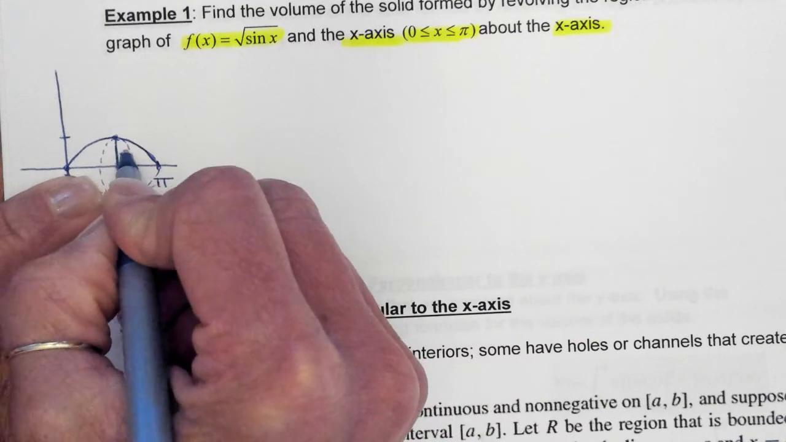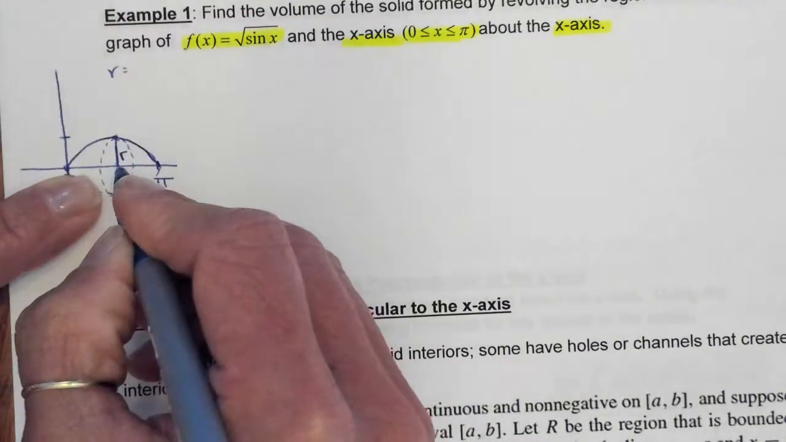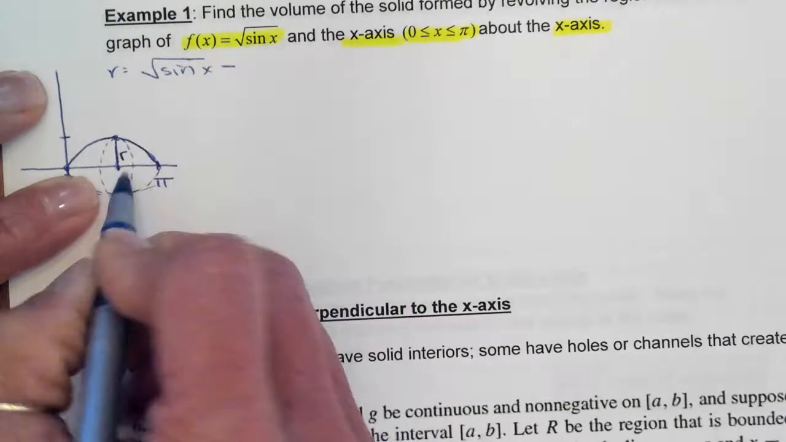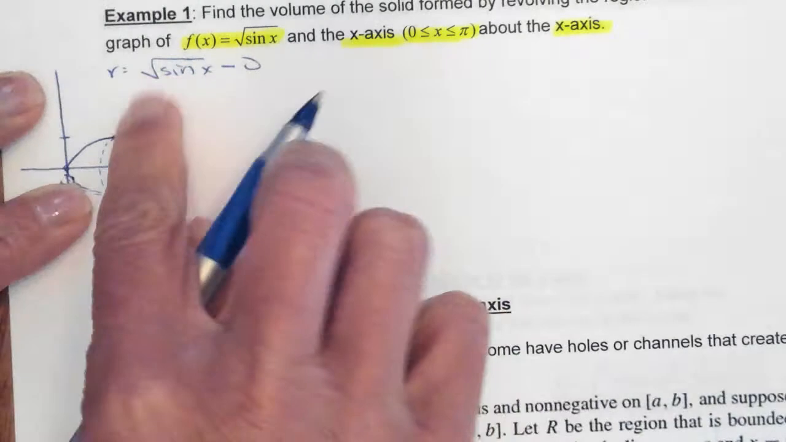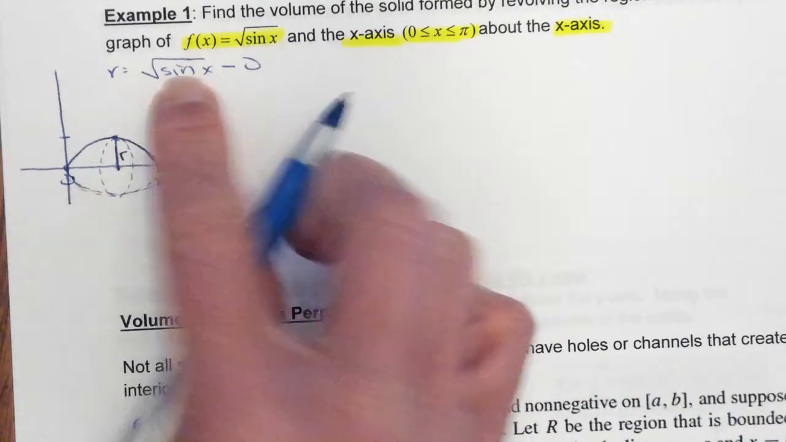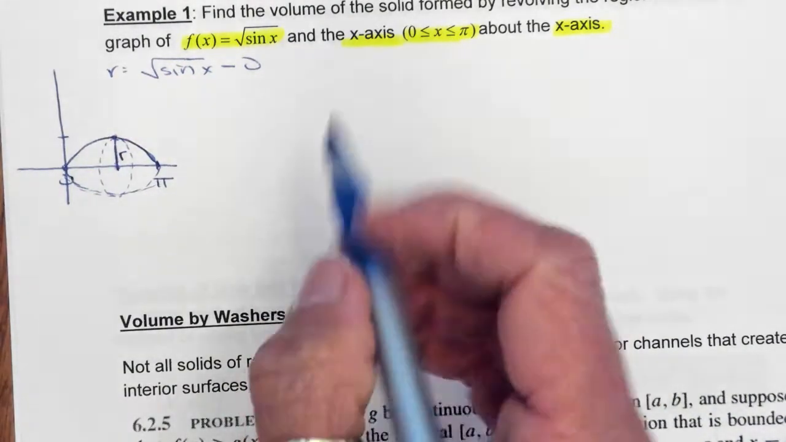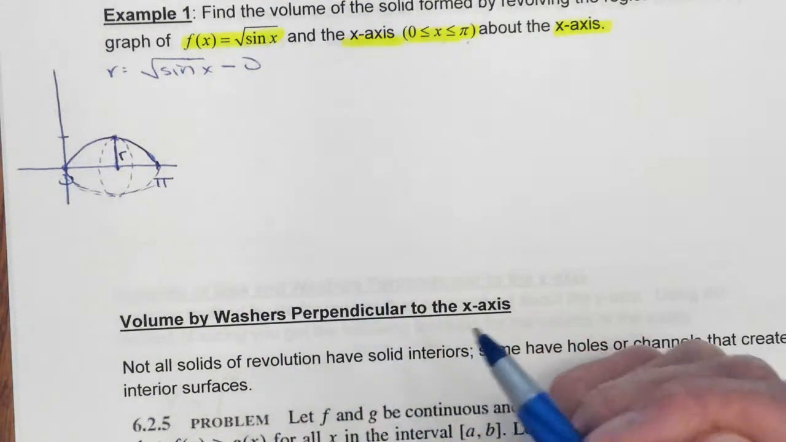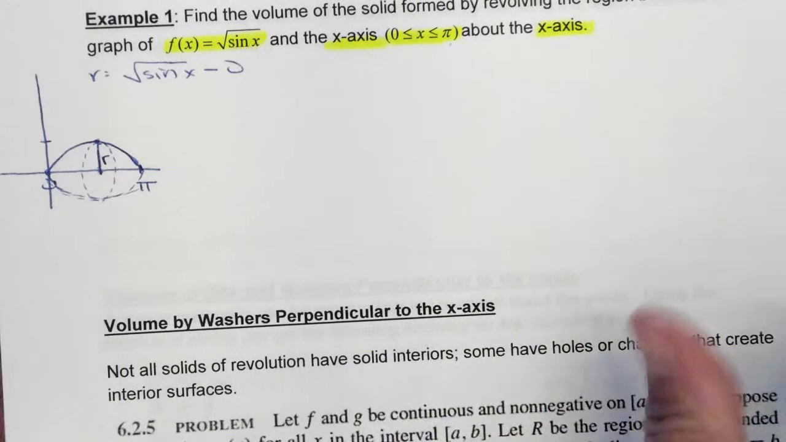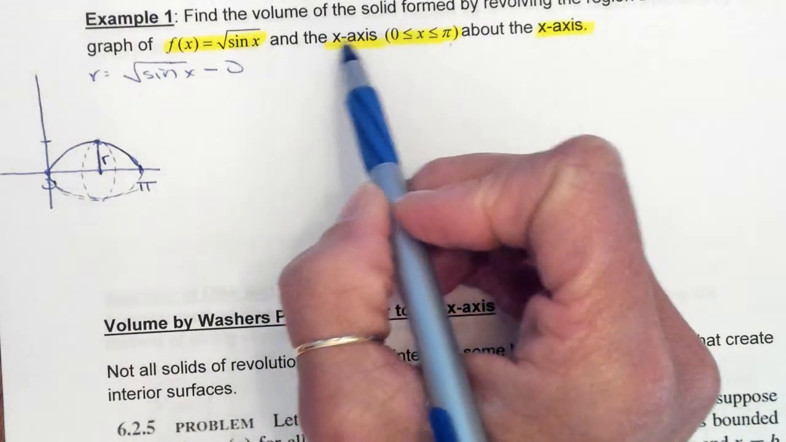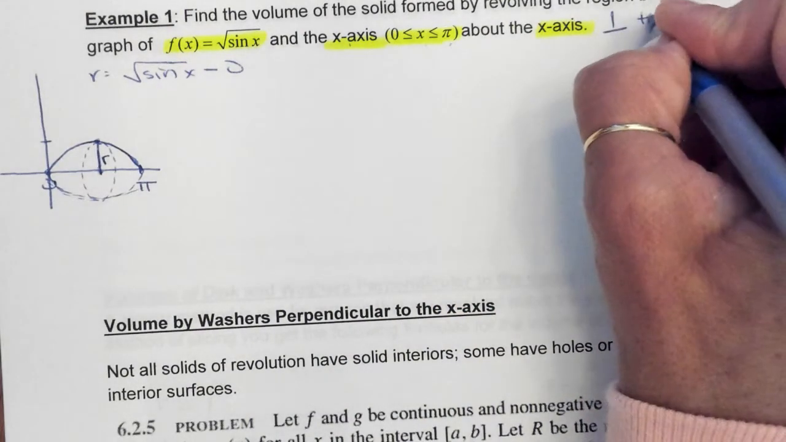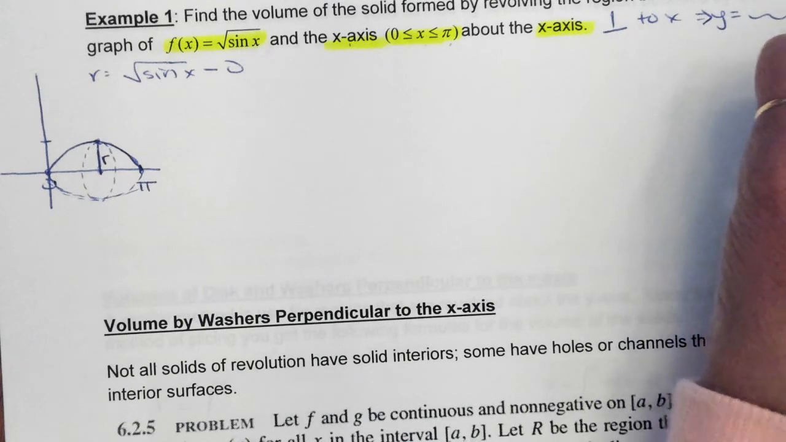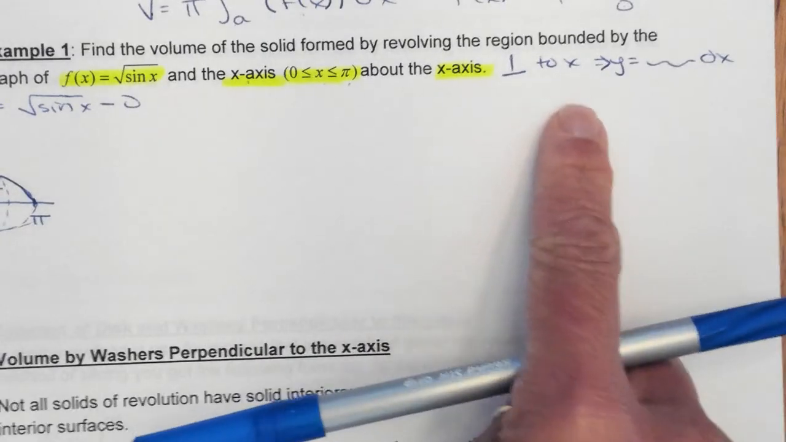So this is going to be my radius. And the radius would actually consist of my top function, which is the square root of the sine of x, minus the bottom here, which is 0. So then your radius is going to be the square root of the sine of x. So then in this case, they give us our a and our b, which is from 0 to pi, so they give it to us straightforward. And again, here it says that this is perpendicular to x, so this would be y equals something dx. Okay, so I'm just trying to stay consistent.